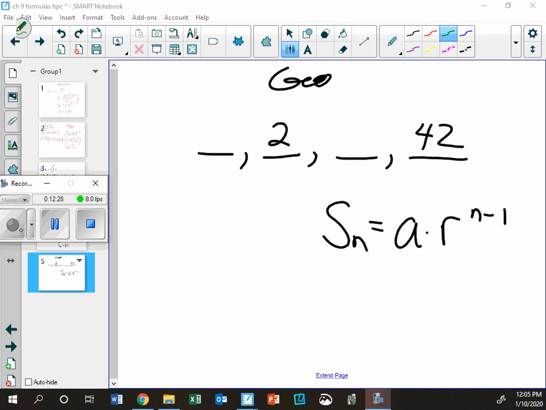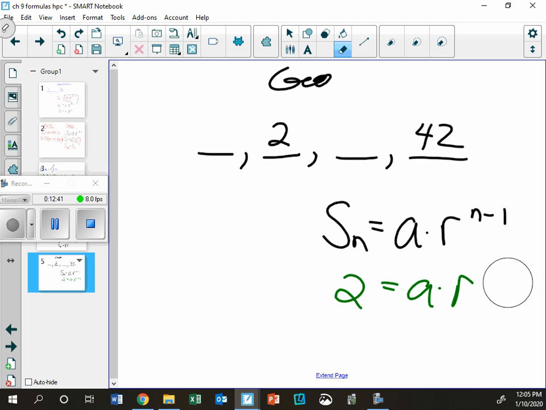Okay. I hope you noticed it was 2 equals, I don't know A, I don't know R, but I know it's the n minus 1 part because I know it's the second term, so this would be 2 minus 1, which is, of course, 1. And then 2 equals A times R to the 1. Wouldn't it be pretty easy then to solve for A in terms of R? You solve for A, just divide both sides by R, and you'd have 2 over R. That's not too hard. Why would you want to do that?